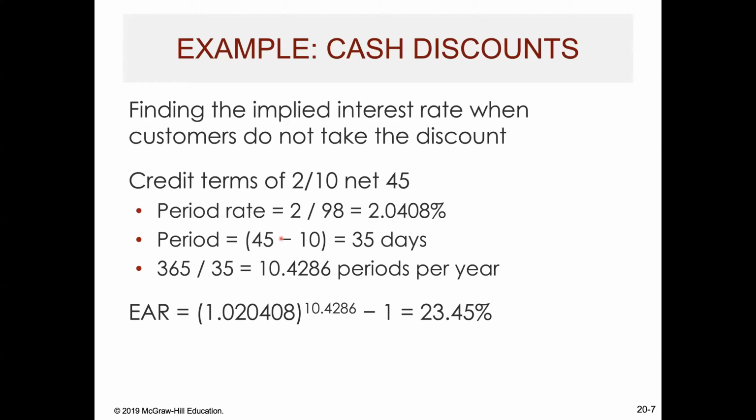Okay, so in order to determine the equivalent or effective annual rate, we're going to take 1 plus the period rate, 0.020408, to the 10.4286 power. So this is the number of periods per year, minus 1. And so this equals 23.45%. So if we don't take the discount, we are basically saying, okay, we're okay paying 23.45%.